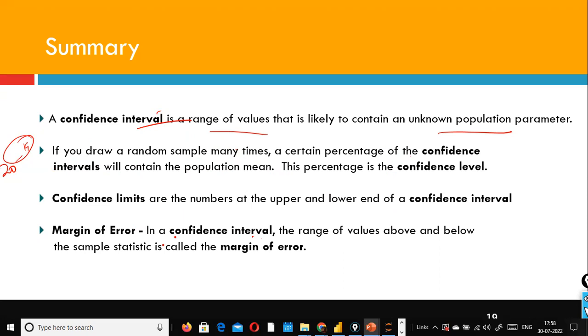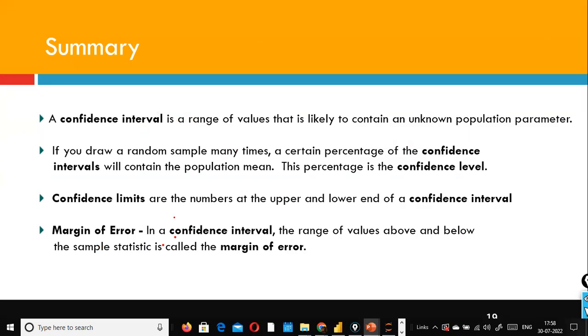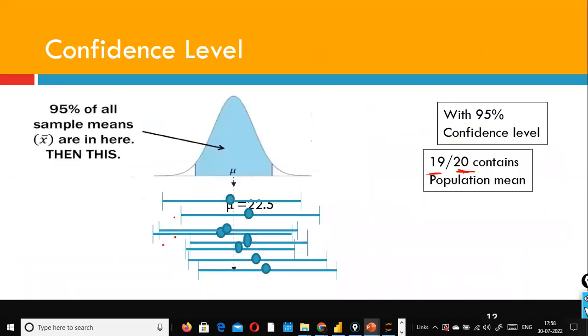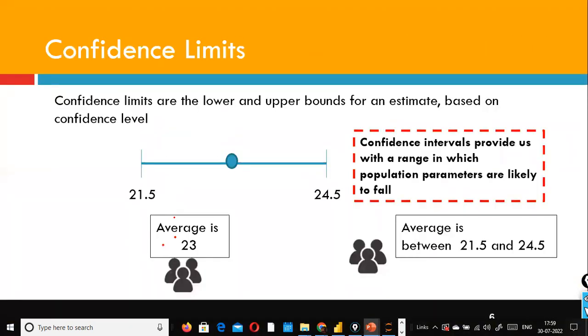Margin of error: in a confidence interval, the range of values above and below the sample mean is the margin of error. So the lower bound, upper bound, right? When you use plus or minus, we can find the margin of error, which is very helpful in that kind of situation. If you remember this simple analogy, that is more than sufficient.